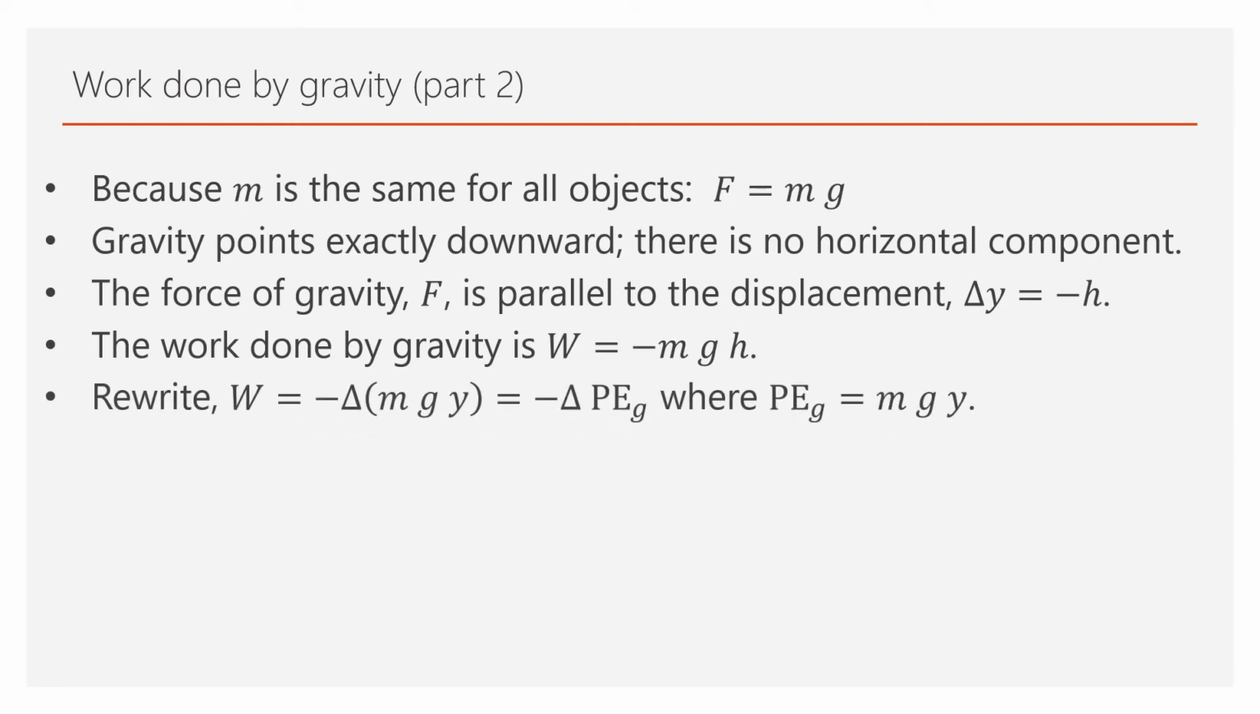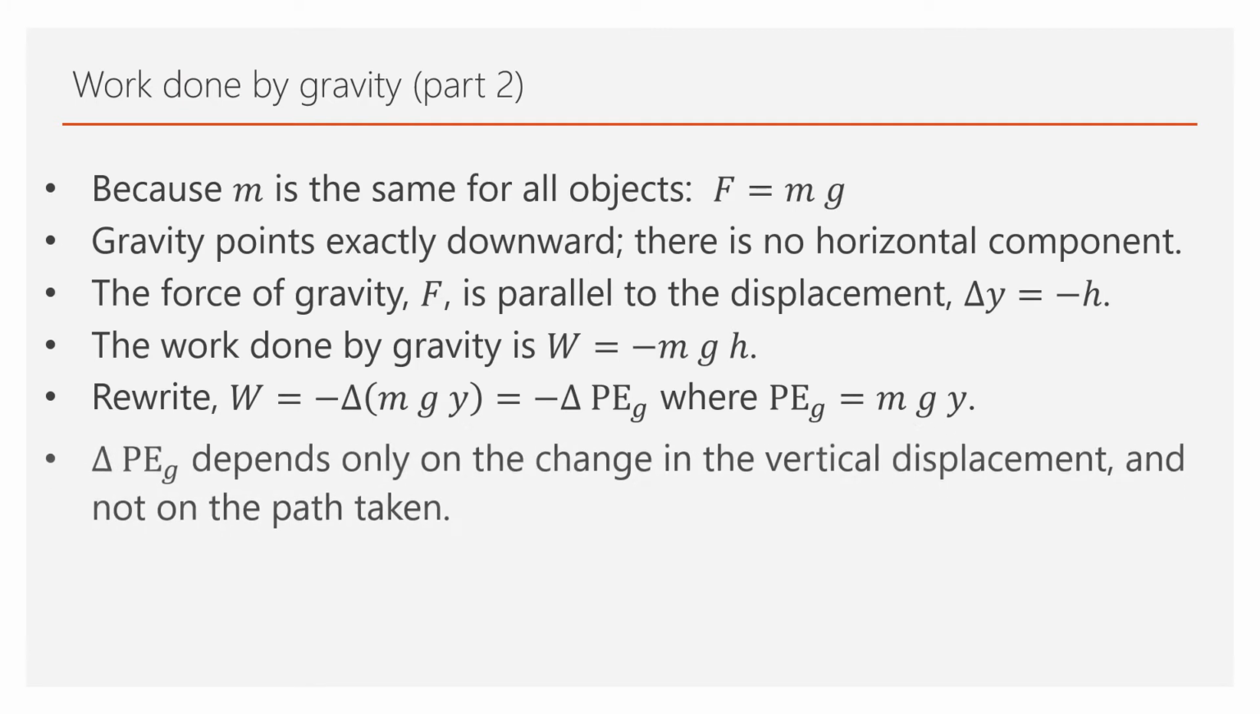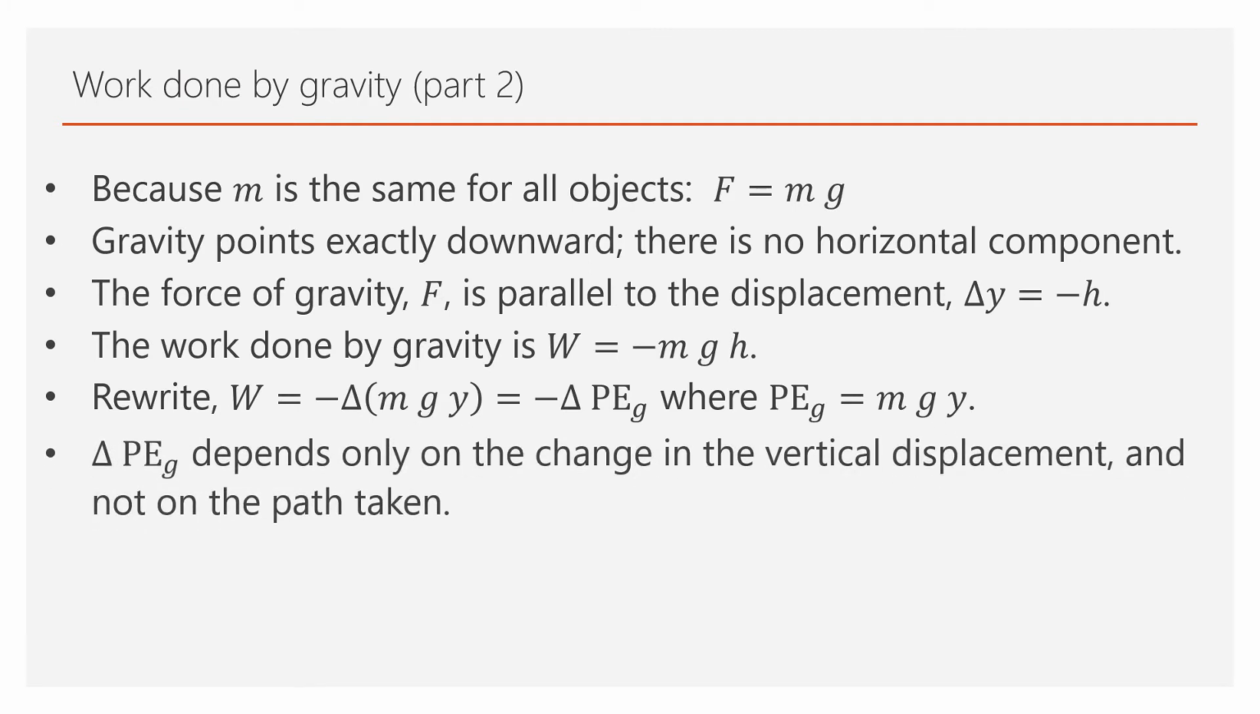We can rewrite this to pull the delta sign out, and we say that the work is negative the change in the mass multiplied by the acceleration of gravity multiplied by the y component. We say that that quantity in parentheses, mgy, is called the potential energy due to gravity, and it is the amount of energy stored in that object due to its location above the ground. The change in the potential energy due to gravity depends only on the change in the vertical displacement and not on the path taken. Because of that, gravity is said to be a conservative force.